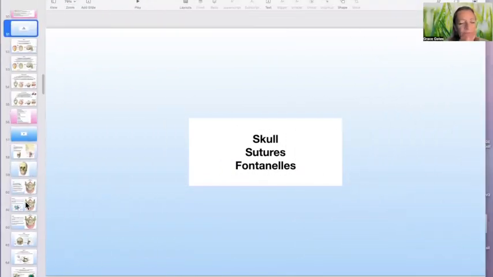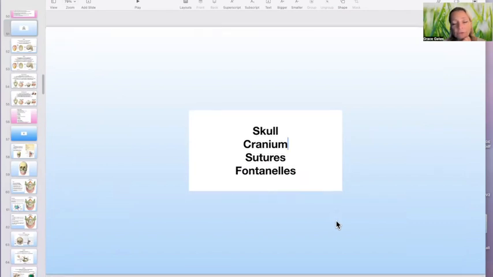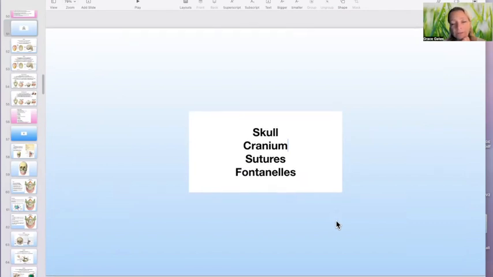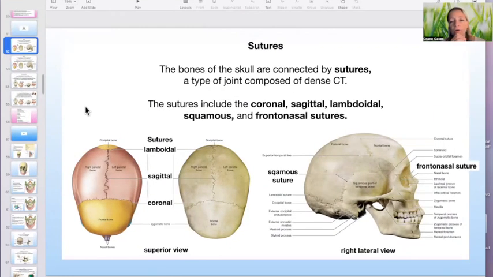Okay, some features of the skull and of the cranium. All right, now we're going to talk about some features of the skull, the cranium in particular, sutures and fontanelles. So sutures are joints between the bones of the skull.